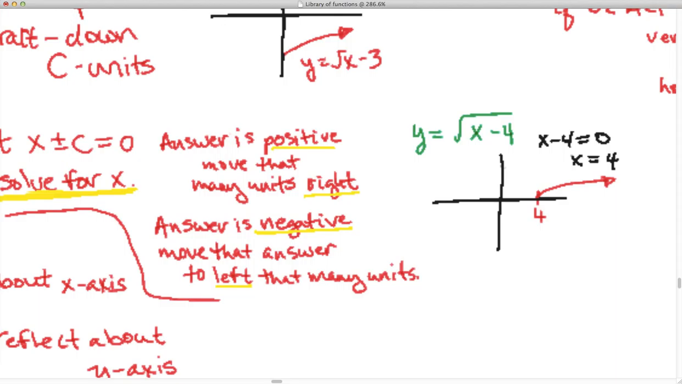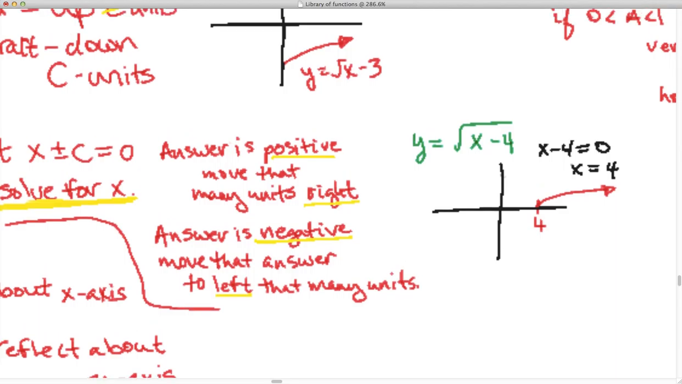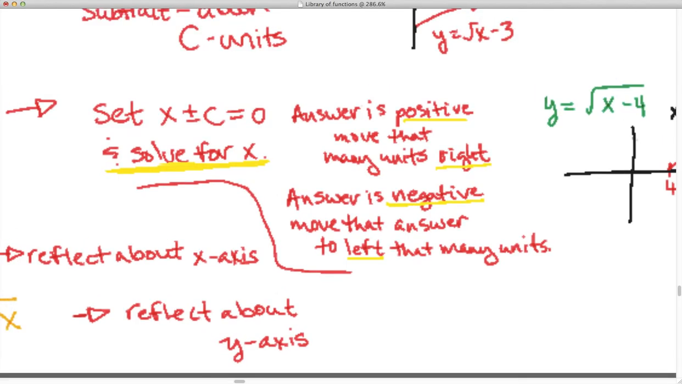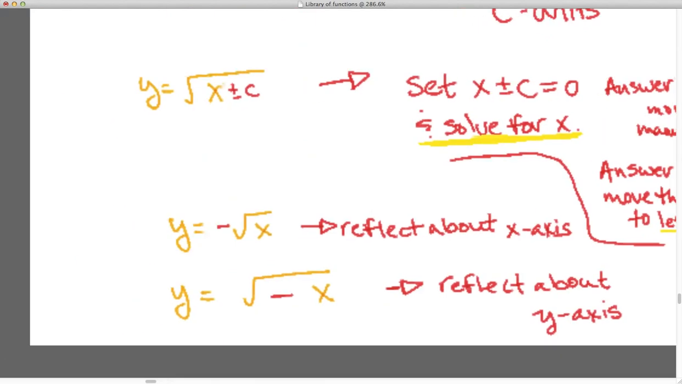Again, if you encounter a negative sign, then it would move to the left. And I guess you could use the opposite rule. That gets a little confusing, just try to remember solve, set equal to 0.